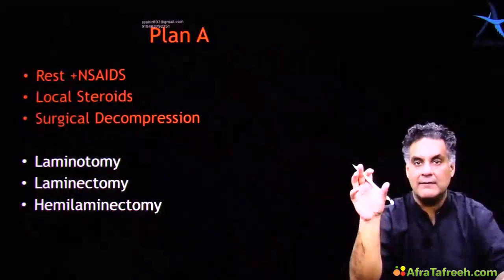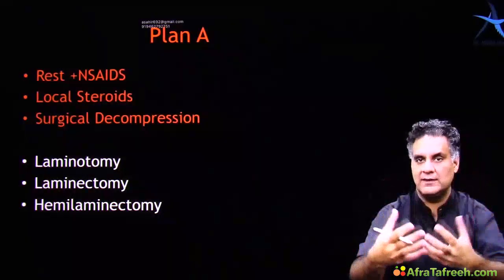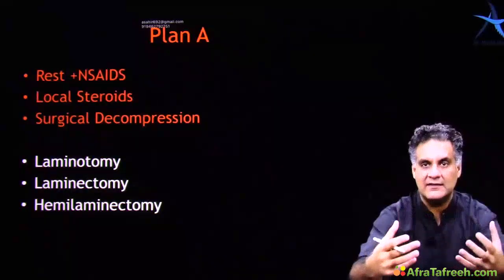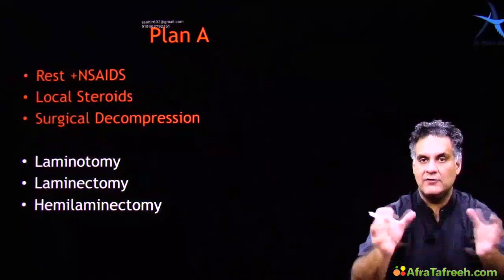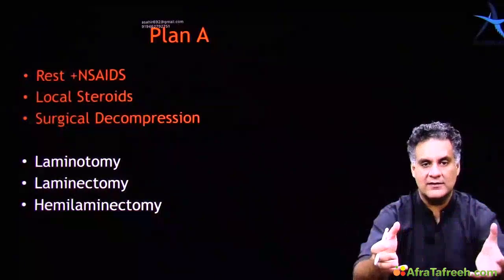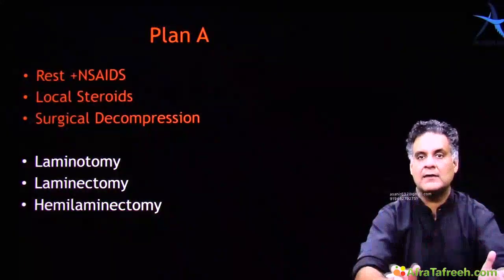And when you have any compression anywhere, whether it's a compression neuropathy or a disc prolapse, which is also a compression neuropathy, the treatment is plan A. Plan A means rest plus NSAIDs. If not relieved, local steroids, not oral, local steroid, if not, surgery. And what surgery can you do? You can make a hole in the lamina, remove the lamina or the half lamina.